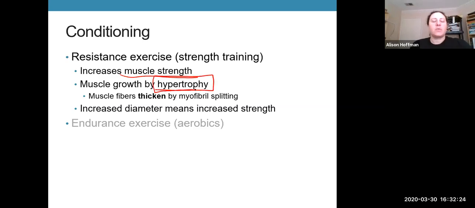Muscle fibers will thicken by making more myofibrils. They will actually grow the myofibrils, they'll split in half, and then they'll increase their diameter, and will thicken the entire diameter of each muscle fiber. So we don't necessarily build by putting more muscle fibers in, we just increase the diameter of the muscle fibers, and that still increases the total cross-sectional area.